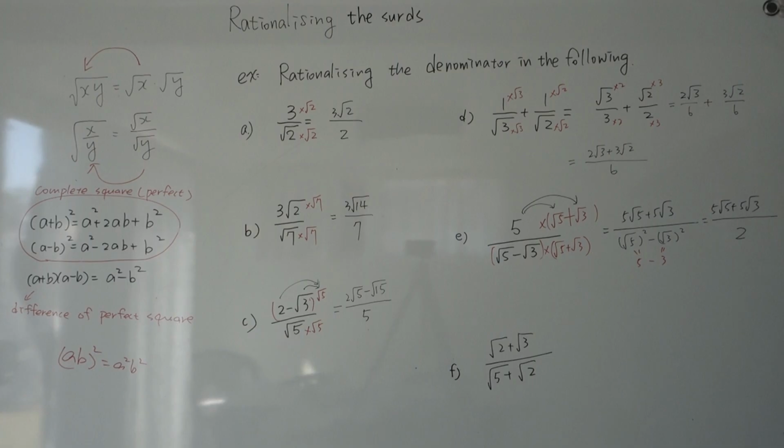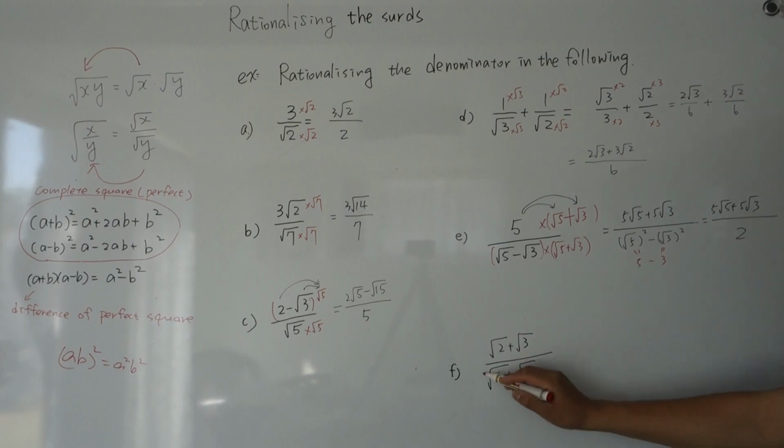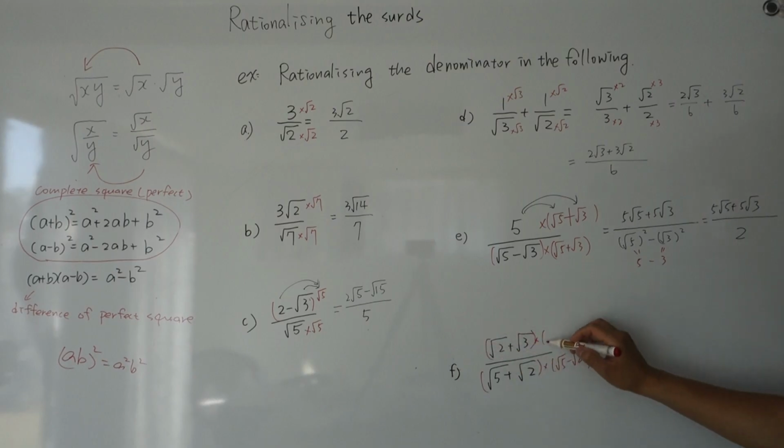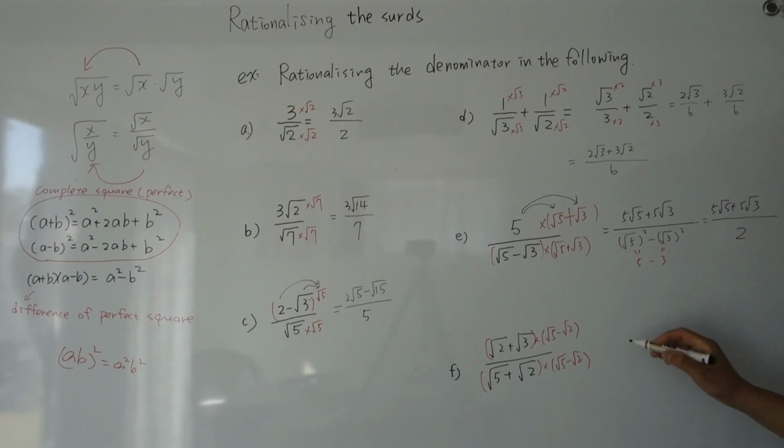Okay. Now you already understand what a conjugate is and how to use the difference of perfect squares to solve this one. I think you can understand. Square root 5 plus square root 2. So we need to times what? Times square root 5 minus square root 2, and here times square root 5 minus square root 2. So what do we get? We get a squared minus b squared, so square root 5 squared minus square root 2 squared.